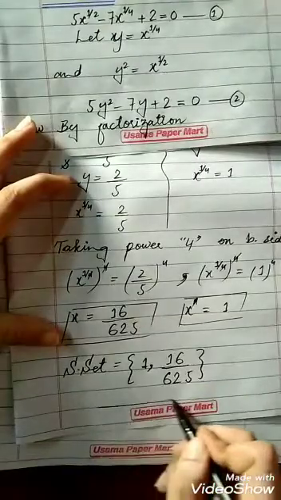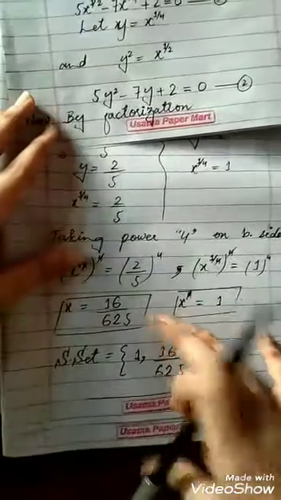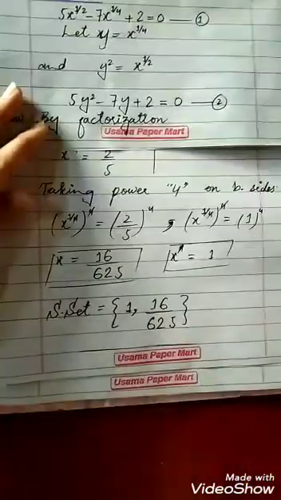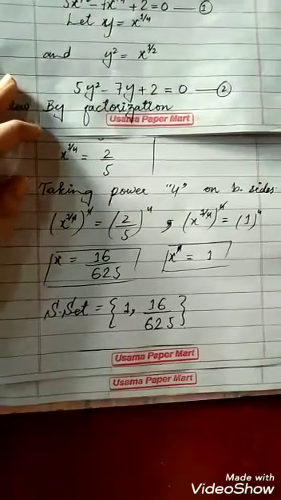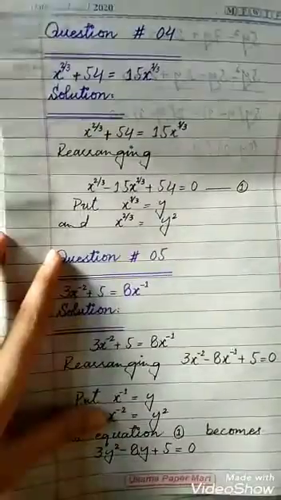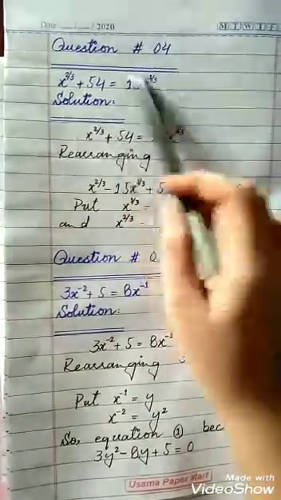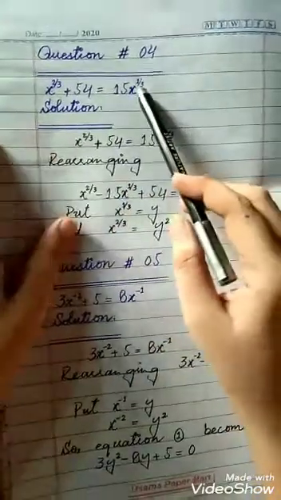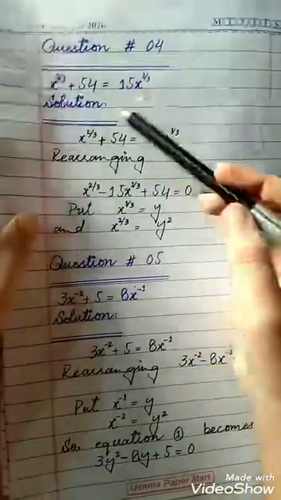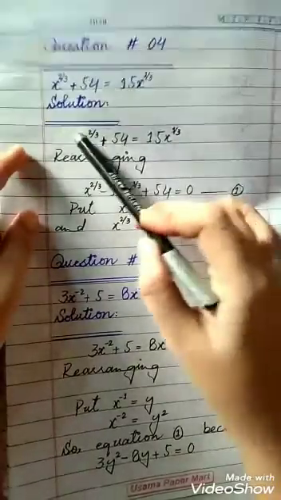So this is our solution of question number 3, exercise number 1.3. Now students, move towards question number 4. That is not the general equation of a quadratic equation, so we have to convert it into a quadratic equation. We have done questions number 3, 2 and 1. So we will rearrange first.